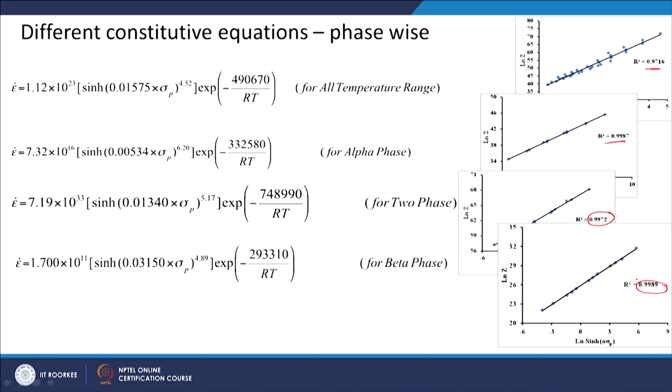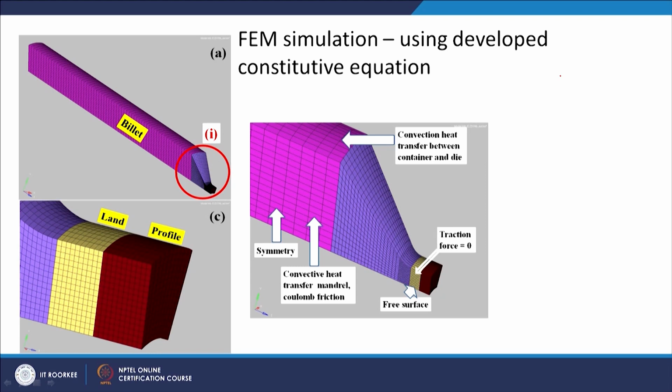Whereas, when we are developing for the entire temperature range, we are not taking into account the different phases present at different temperature. The R square value is coming low. Now, how low is very low and how high is very high, we cannot sometimes tell from these values directly. A better approach, as I told you, is to validate this constitutive equation with maybe actual experiments. And to do that, we have done the FEM simulation of a hot extrusion process.